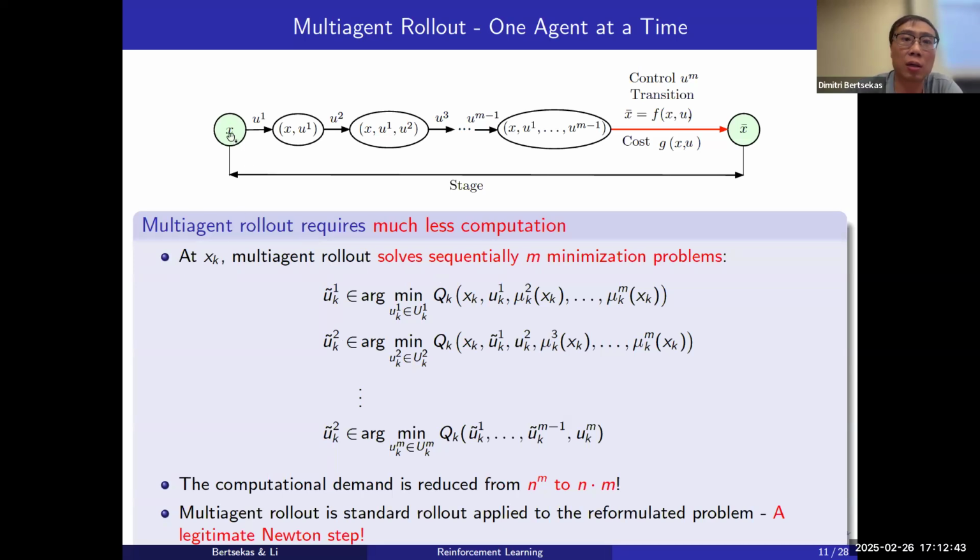Because again, if you consider standard rollout applied to this problem, to get a complete control sequence u_k, ũ_k1, ũ_k2, up to ũ_km, you run M minimization problems, enumerating N times M Q-factors, whereas for standard rollout applied to the original problem, you enumerate N to the power M. So that's not the same thing.